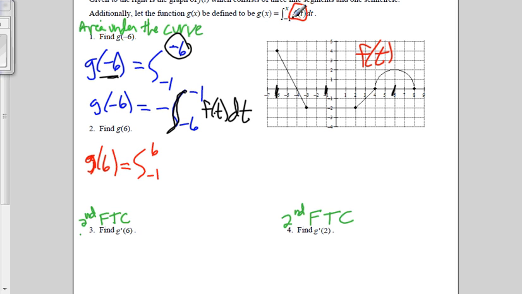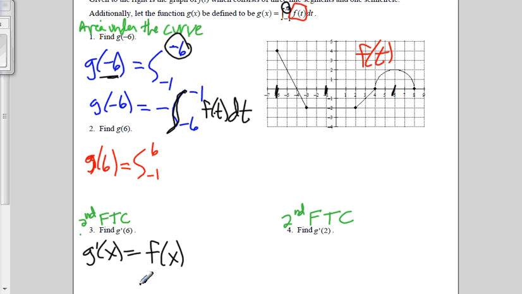Okay, number 3, we're trying to find g prime of 6. So I've got to first find g prime of x. On this one, we're going to use the second fundamental theorem of calculus, which says if I go from a constant up to a function, I can just put it in. So it's going to be f of x, because that was the g of x, that's the function, times the derivative of that upper interval, which is just 1.